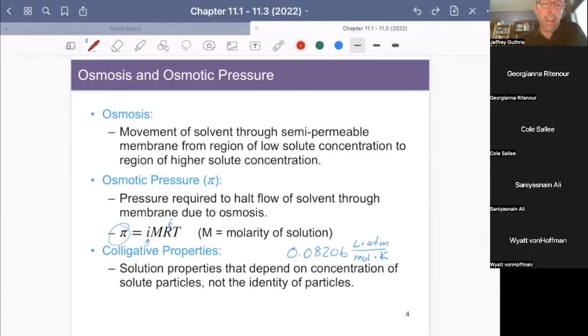As I was saying at the very beginning, we're going to be talking about colligative properties, and this is the first one. What does T stand for? T is temperature in Kelvin.